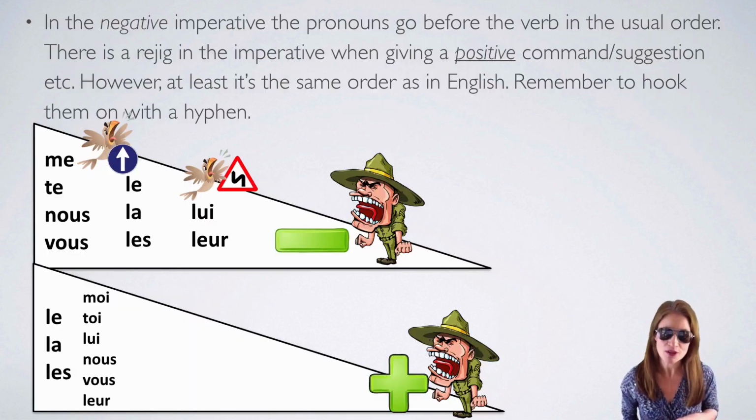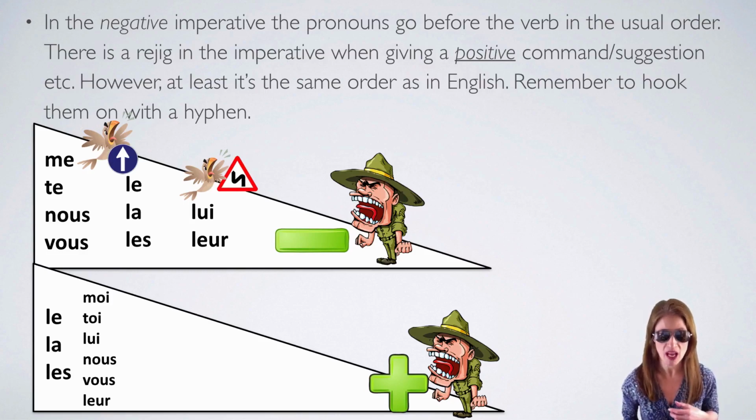What happens when we get more than one object pronoun? Well, in French, there's a special order. And with the imperative mood, I'm really sorry, but the order is slightly different depending on if you are giving a negative command or a positive command. With the negative command, the pronoun order is the same as in a normal sentence.